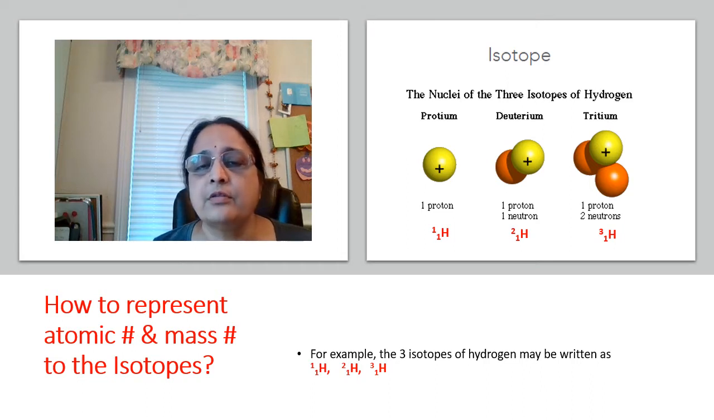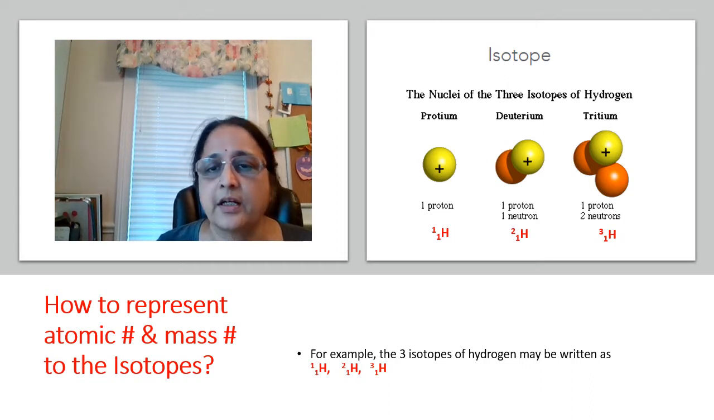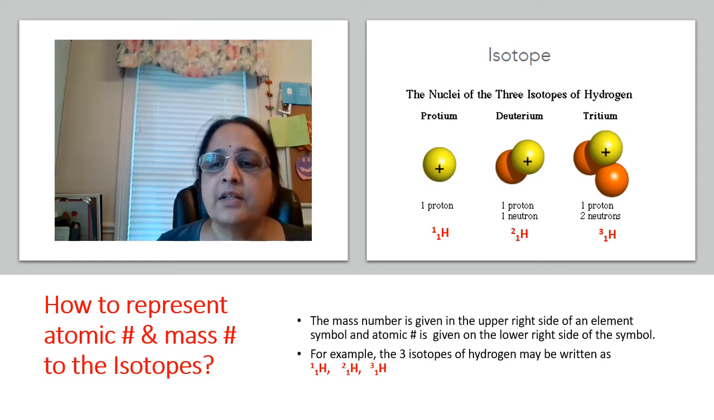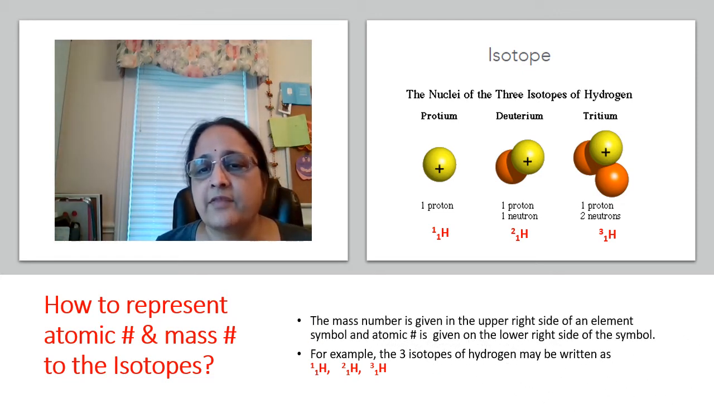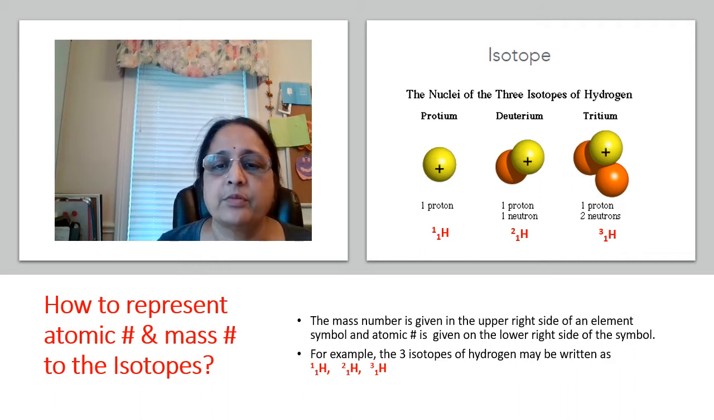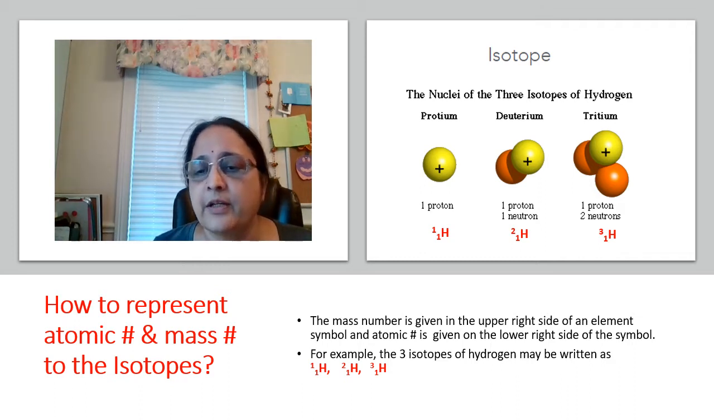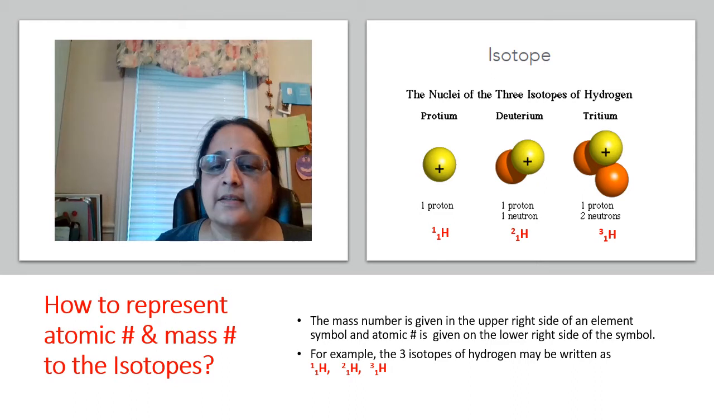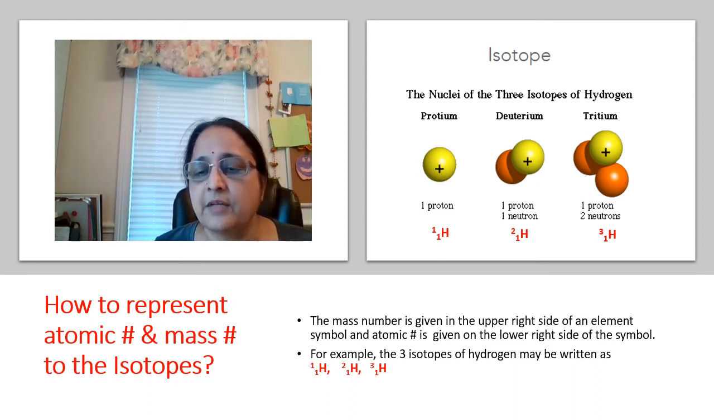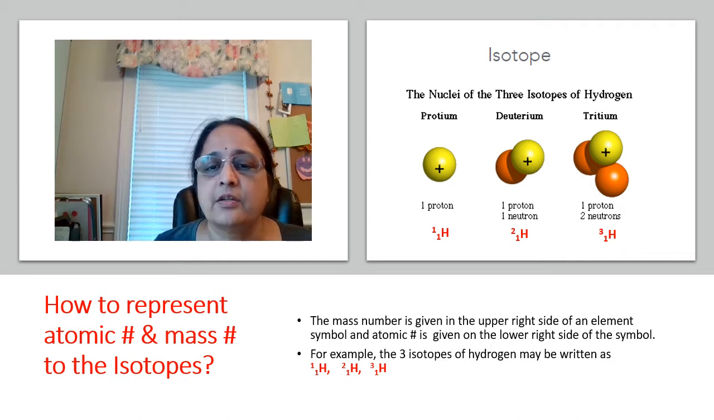So next is how to represent the atomic number and mass number for these isotopes. The mass number is given on the upper left side of the element symbol and the atomic number is given on the lower left side of the symbol. For example, let's say element hydrogen. It has 3 commonly known isotopes: protium, deuterium and tritium. So the 3 isotopes can be written as I have represented here.